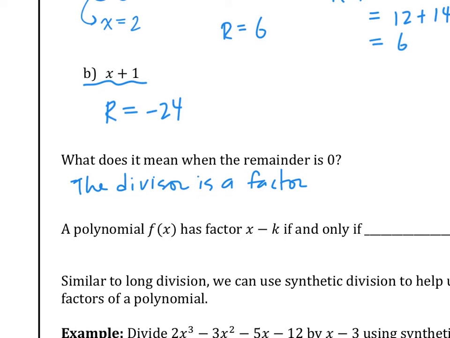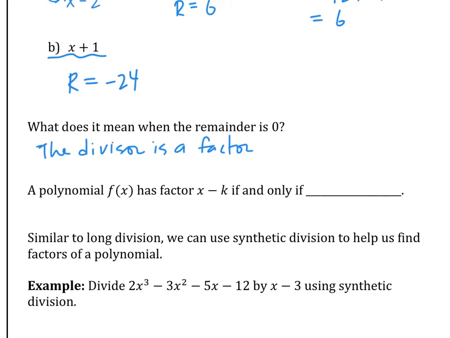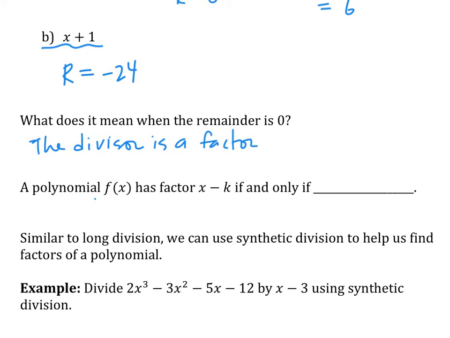All right, let's try this. Factor theorem. The factor theorem is kind of the same idea. It says if you take this polynomial and it has this factor, then that means the remainder, where you put in k as the x value, should be 0. So if x minus k is a factor, then when you put k into the polynomial, you should get 0.